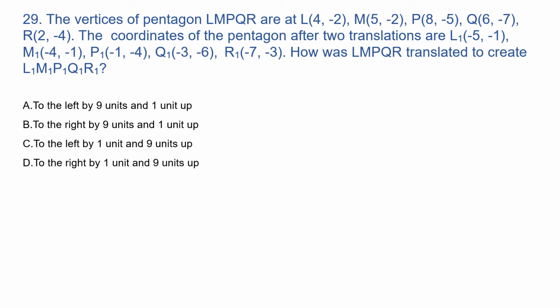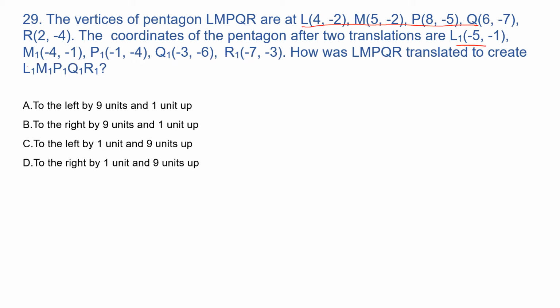Number 29, it says the vertices of pentagon LMPQR are given, and the coordinates of the pentagon after two translations are right here. How was LMPQR translated to create L sub 1, M sub 1, P sub 1, Q sub 1, and R sub 1? You're basically trying to figure out what happens from one ordered pair to the next. First, let's examine our x values. We're looking at translation, so take it one step at a time.